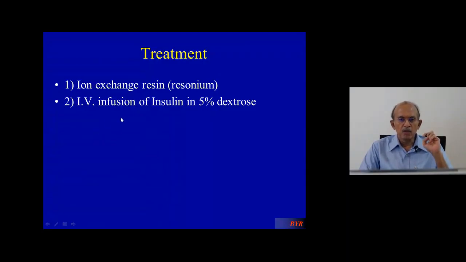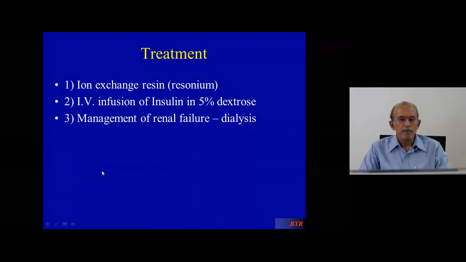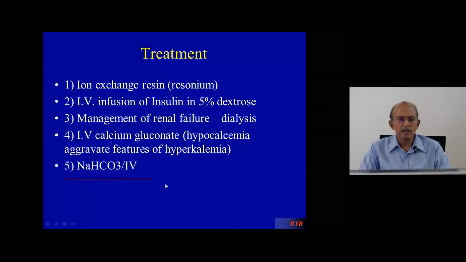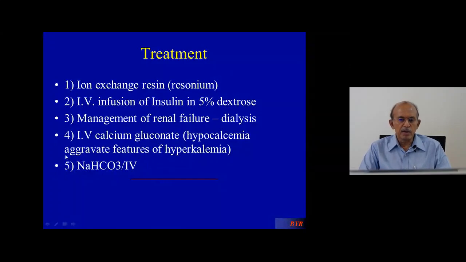Then IV infusion of insulin in 5% dextrose. So you give dextrose and insulin, then what will happen? This potassium will be pumped into the cells. Most important is manage the renal failure by dialysis. IV calcium gluconate, because hypocalcemia aggravates features of hyperkalemia. Then you correct alkalosis by giving soda bicarb.